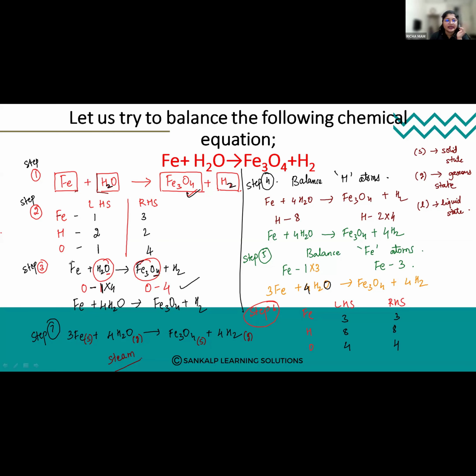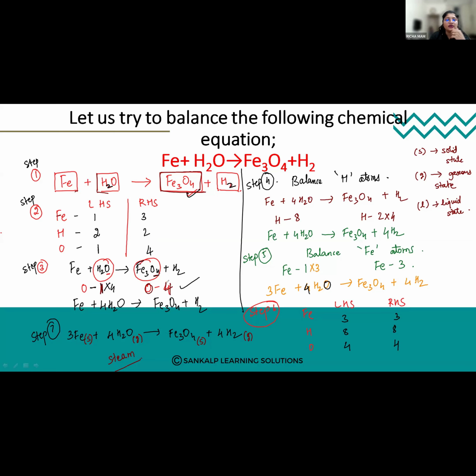Second step is completed. Third step is to select the compound with more atoms. Here the compound with more atoms is Fe3O4. After selecting that, we will balance the oxygen atoms on both the left hand side and the right hand side from that compound. On the water side, on the left hand side, how many atoms of oxygen are there? 1. On the right hand side, there are 4 oxygen atoms.